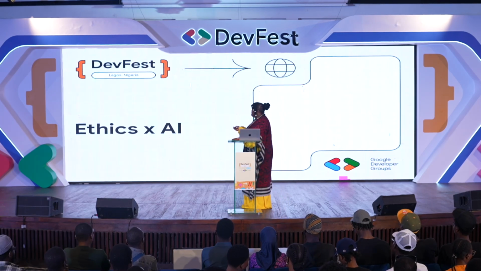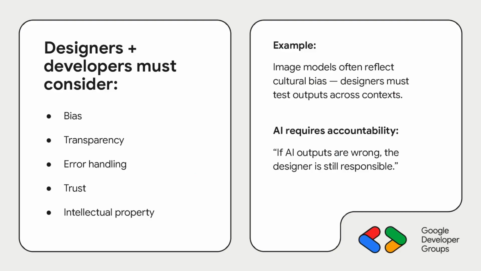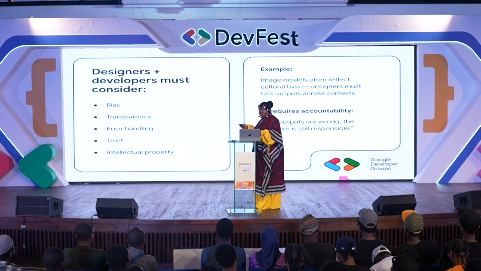Ethics and AI, another very important part of it. Let's yap a little bit. Designers and developers must consider bias. I've mentioned that before. Transparency, error handling, trust, and intellectual property. Important. Yeah? Examples are image models that often reflect cultural bias.